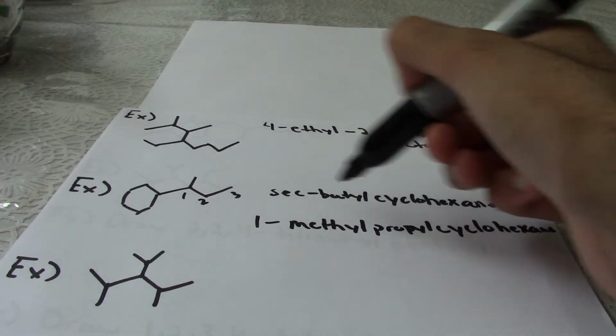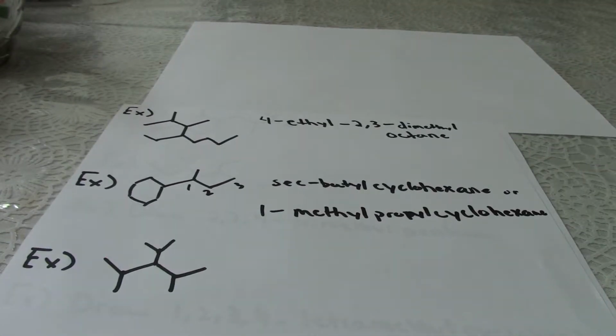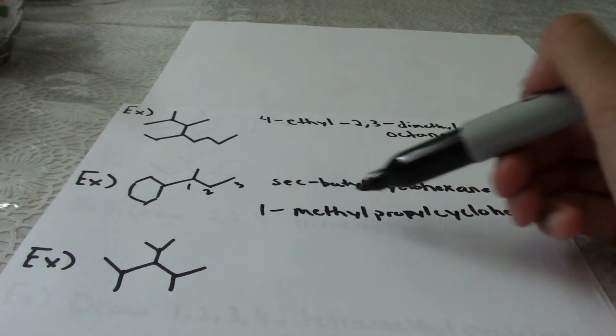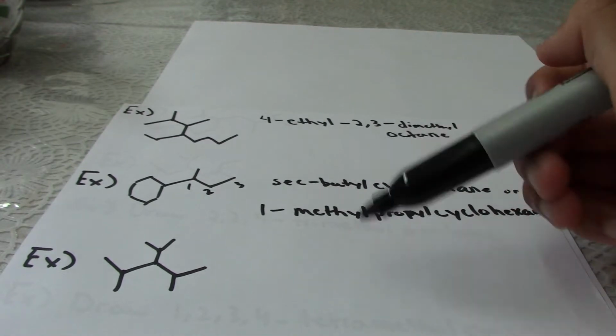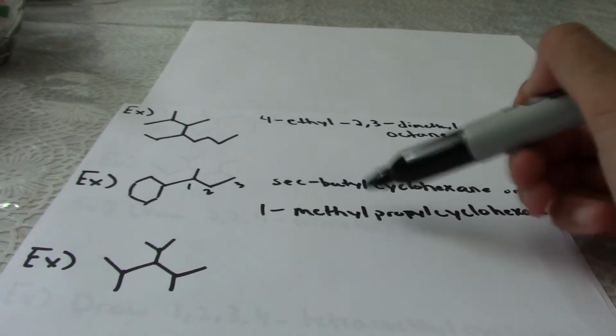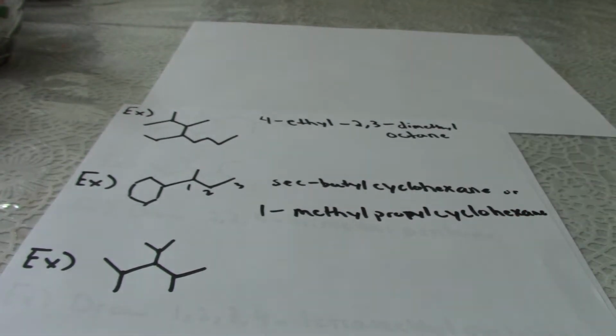I personally prefer that one over there. But it's also good to know this, just in case you get a branched or complex substituent that's not in one of the common ones that I've mentioned, then this is the best way of going about it.